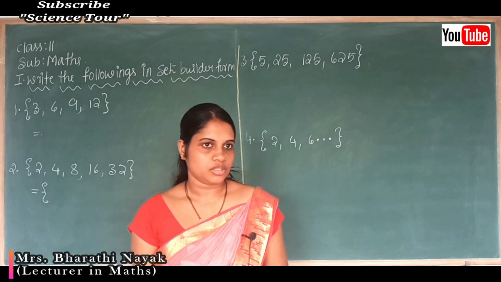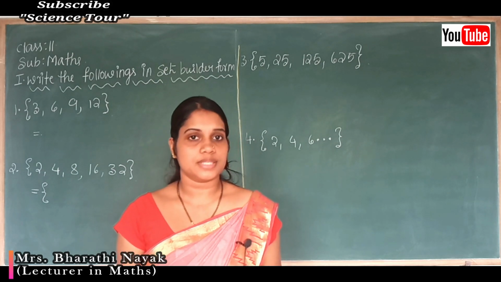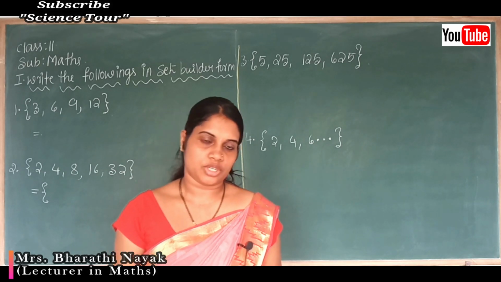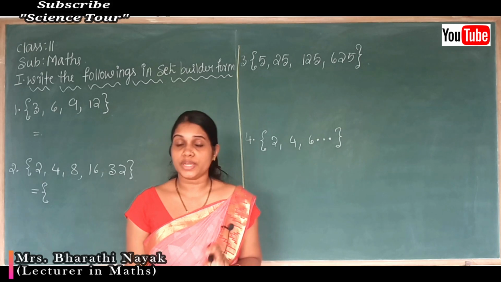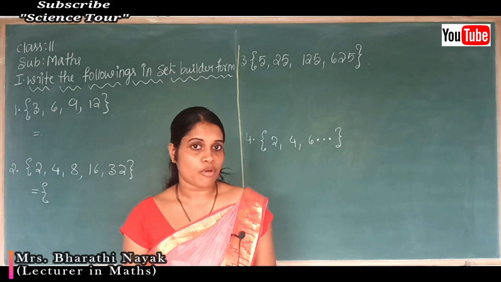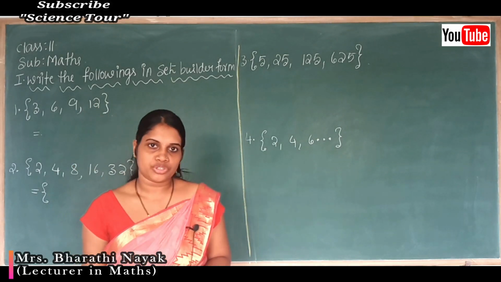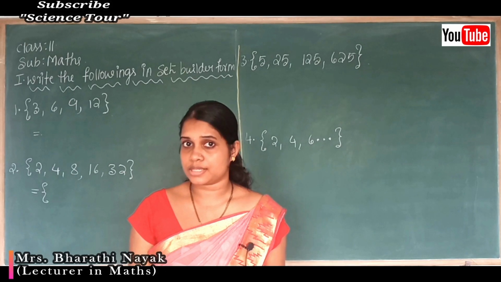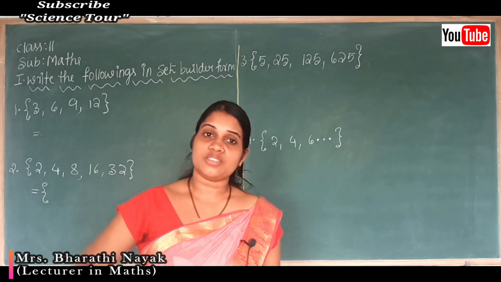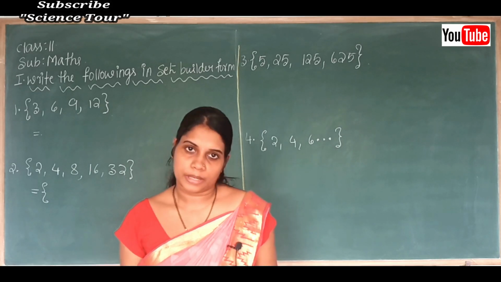In the last session, we discussed how to represent the given set in roster form. But in today's session, we are going to discuss how to represent the given set in set builder form, the second form. According to the definition of the set builder form, which we already discussed, instead of writing all the elements of the set, we represent it by a single common property.